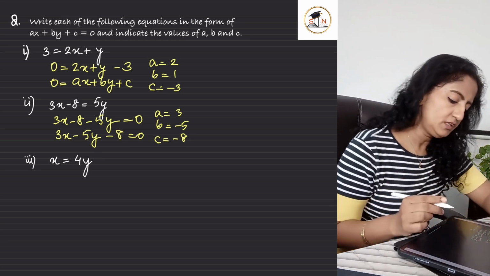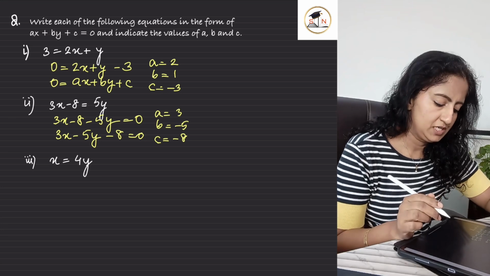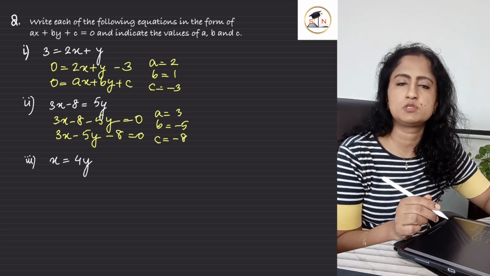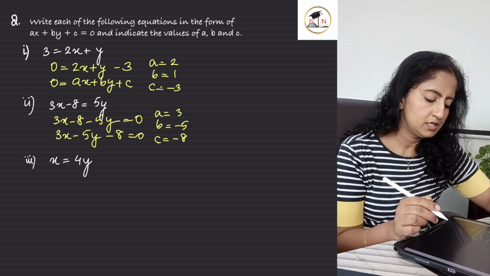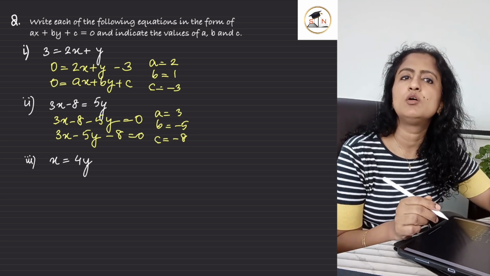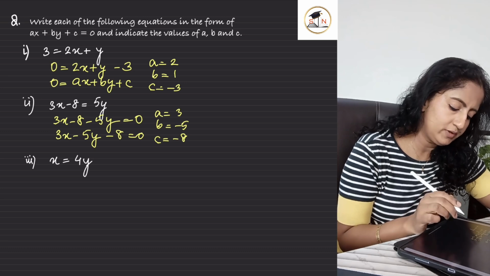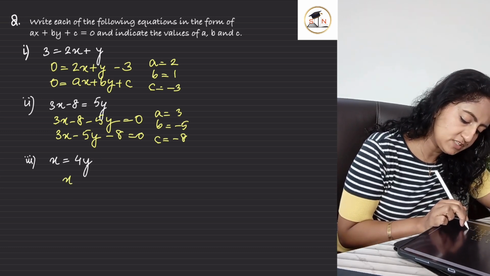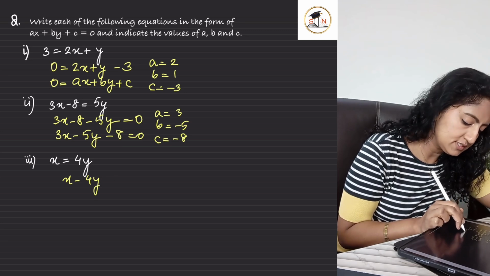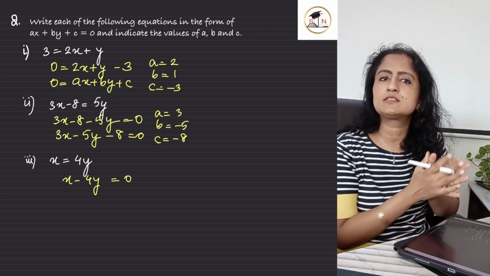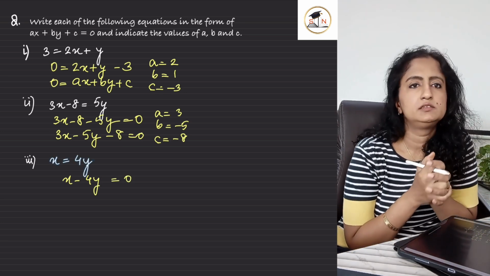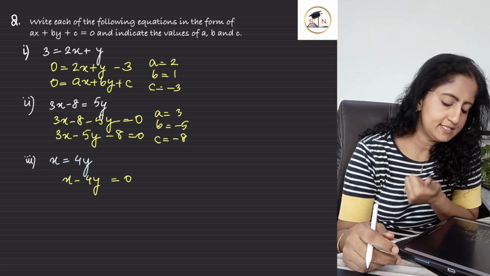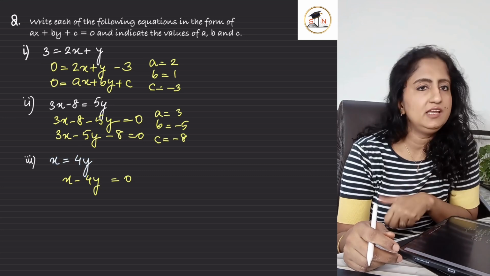Okay. Now, the next one, x equals 4y. We can see only two terms over here, right? But both the terms are having variables. So how do we convert this into standard form? It becomes x minus 4y equals 0. Is it still the standard form? Think. Yes, it is the standard form because we have ax plus by plus c equals 0.